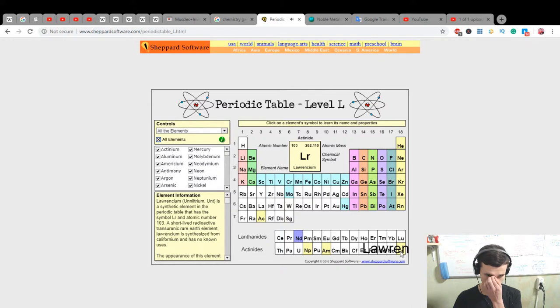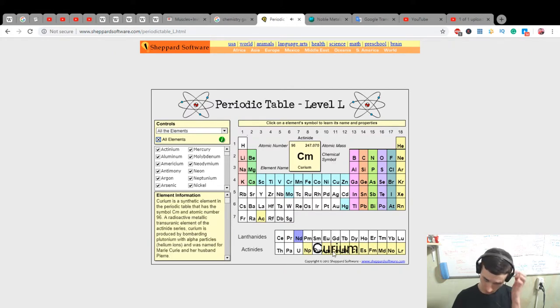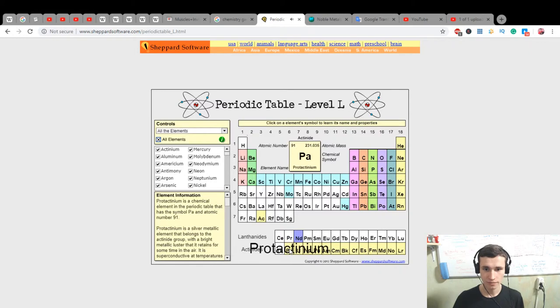Thallium. Lawrencium. Nobelium, cool. Mendelevium, named by Dmitri Mendeleev. Fermium. Einsteinium. Californium. Berkelium. Curium. Plutonium. Uranium. Protactinium. Rubidium. Strontium. Yttrium. Zirconium. Niobium. Technetium.